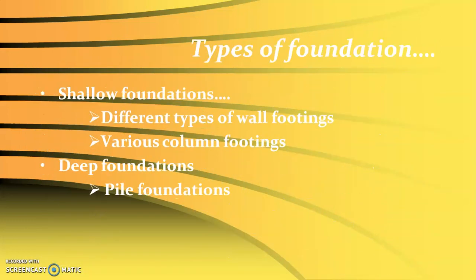The different types of foundations. Foundations are generally divided into two basic types, shallow foundations and deep foundations. Shallow foundations are those foundations which generally have a less depth. The different types of wall footings and various column footings are examples of shallow foundation. While deep foundations are those foundations where the depth of the foundation is comparatively very high. The pile foundation is an example of deep foundation.